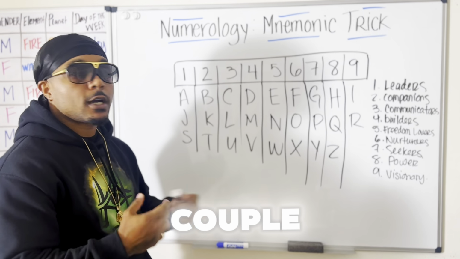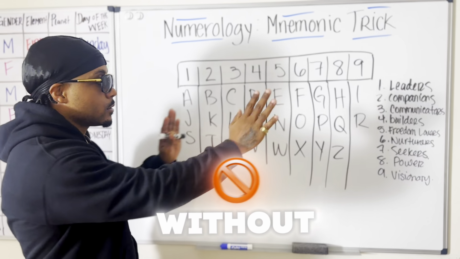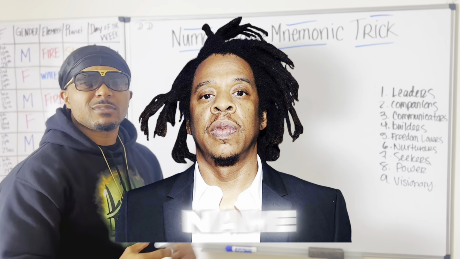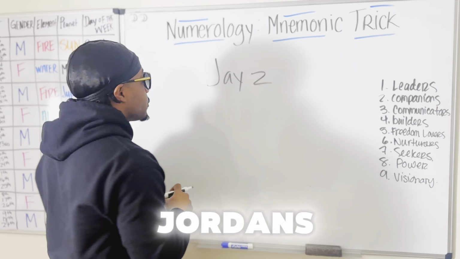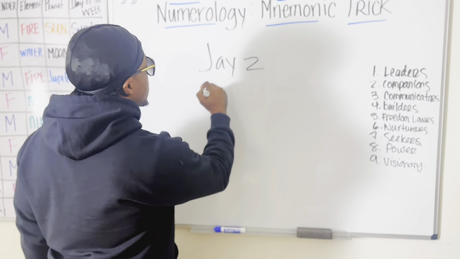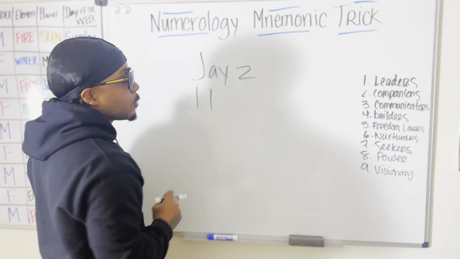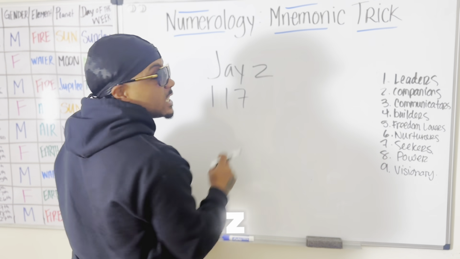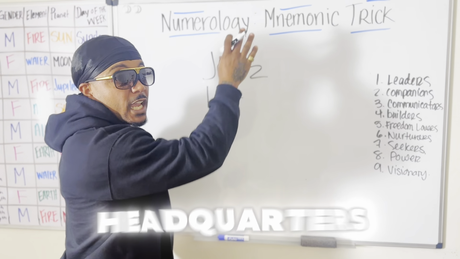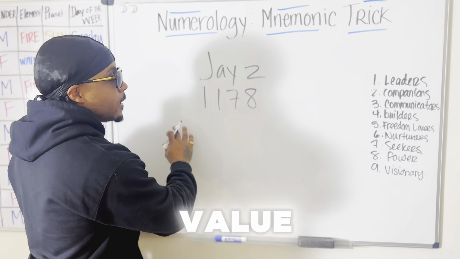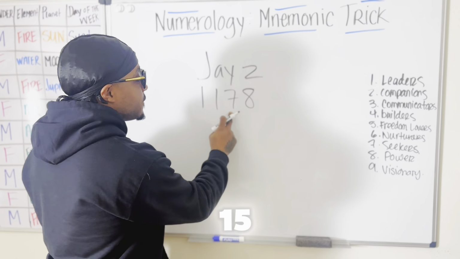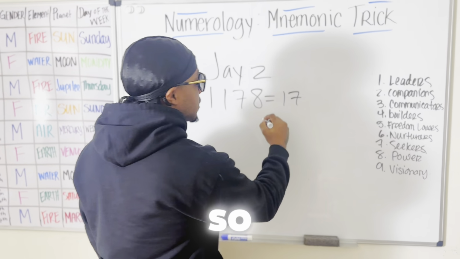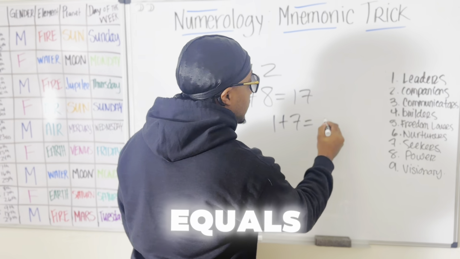And let me do a couple examples without the numerology chart so I could show you in real time. Let's do the name Jay-Z. J, that's Air Jordans. Remember AJS? So that's 1, 1. Remember GPY, GPS, that's 7. Z, headquarters, HQZ. So the numeric value of Jay-Z's name, 15, 16, 17. Remember, you reduce down to a single digit, so it will be 1 plus 7 equals 8.